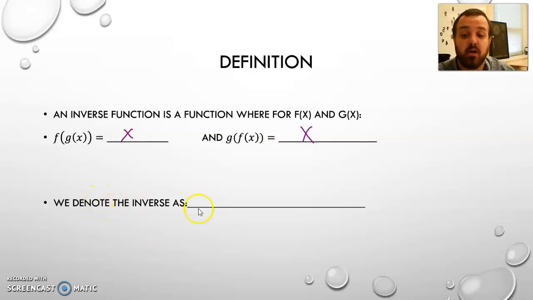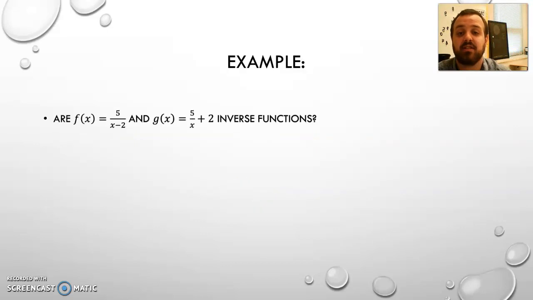And again, as I said earlier, we're going to use f and this little -1. That's going to be our main notation when we're talking about inverse functions. That way we can say, hey, here's your inverse, a little -1. That's what that's going to mean in this context.